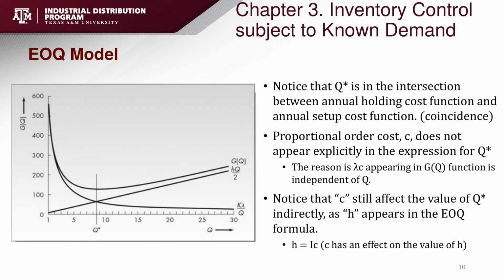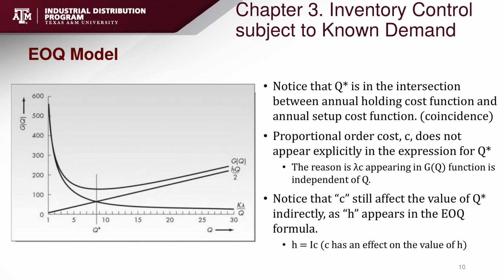Now, a couple of things worth noticing. First, Q star lands exactly where the setup curve and the holding curve cross, or in other words, where they are equal to each other. And that's actually a coincidence, not a general rule, but it's a handy mental picture.